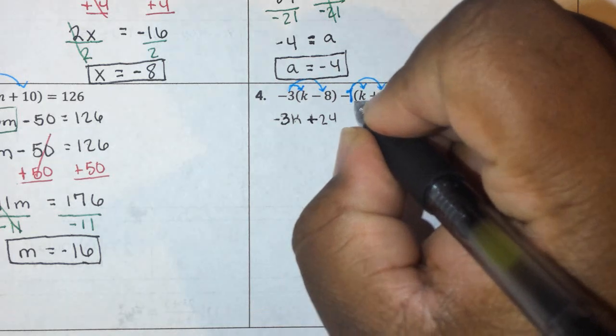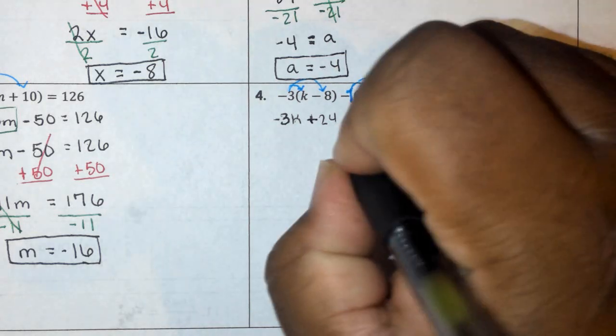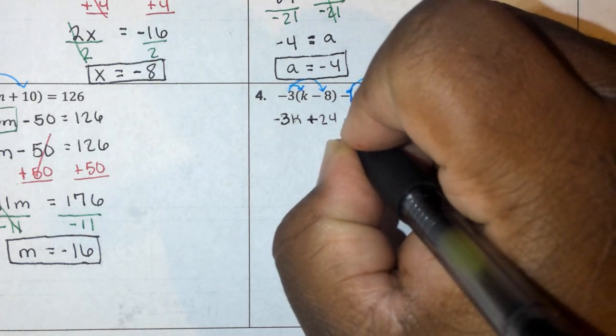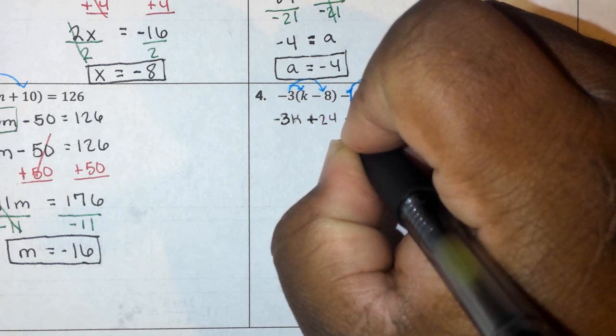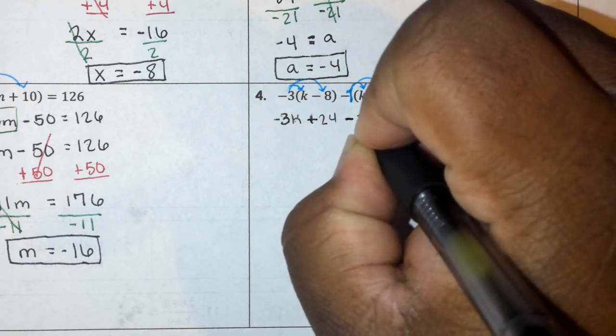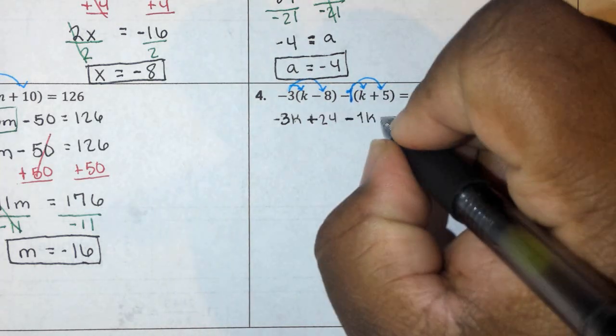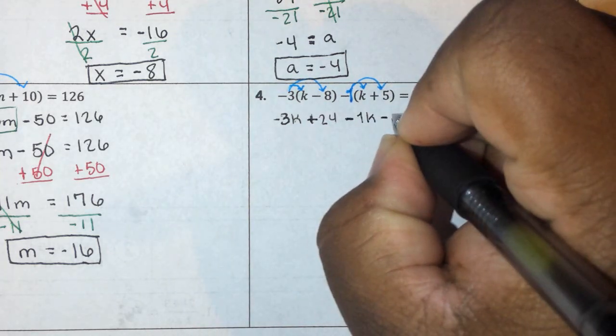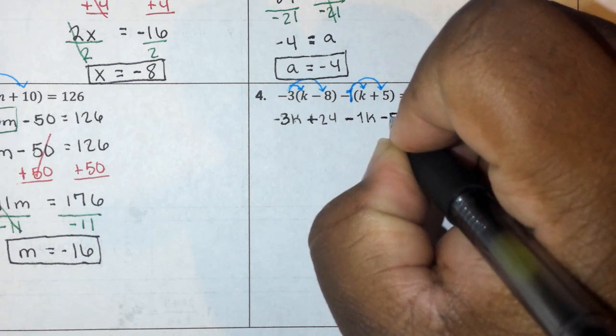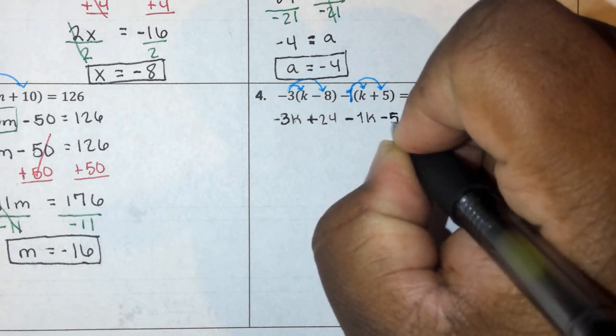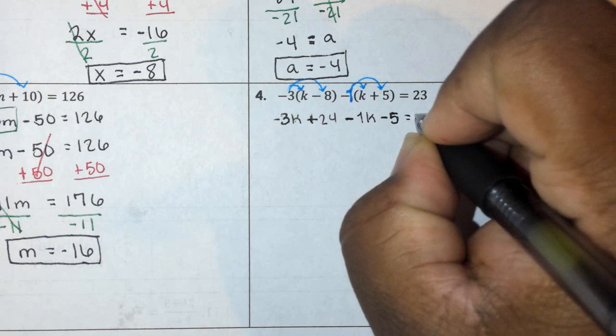Okay. And then over here you got negative 1 times k, which is going to give me negative 1k. I can just put minus 1k right here. And then negative 1 times 5, which is going to give me a minus 5 or a negative 5, equals 23.